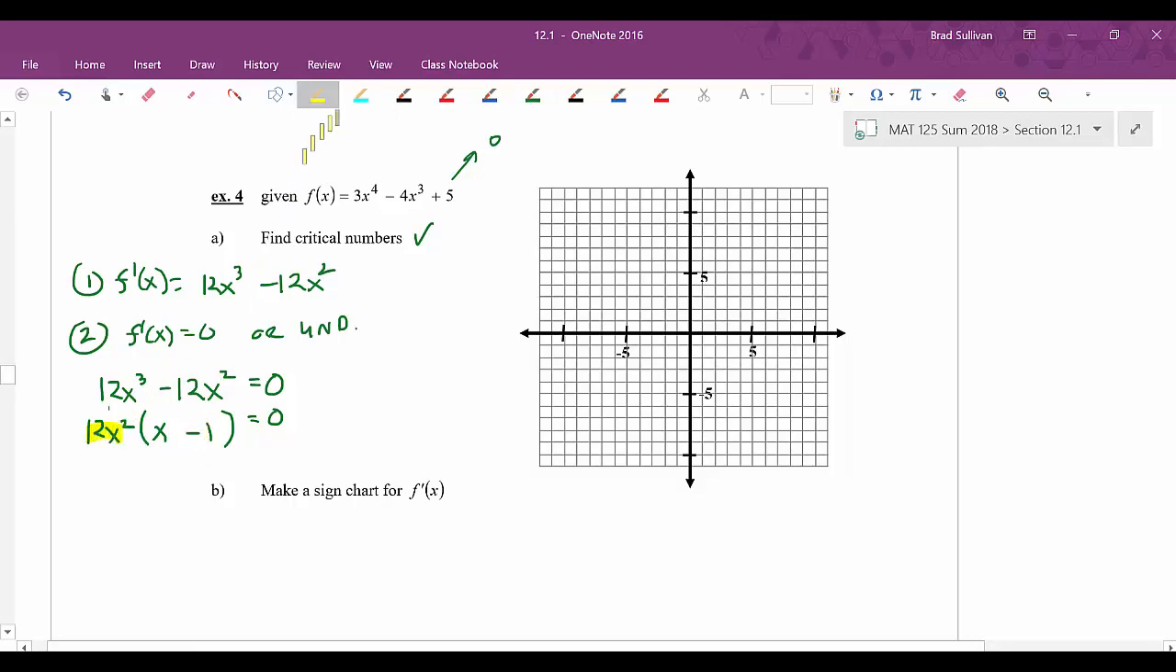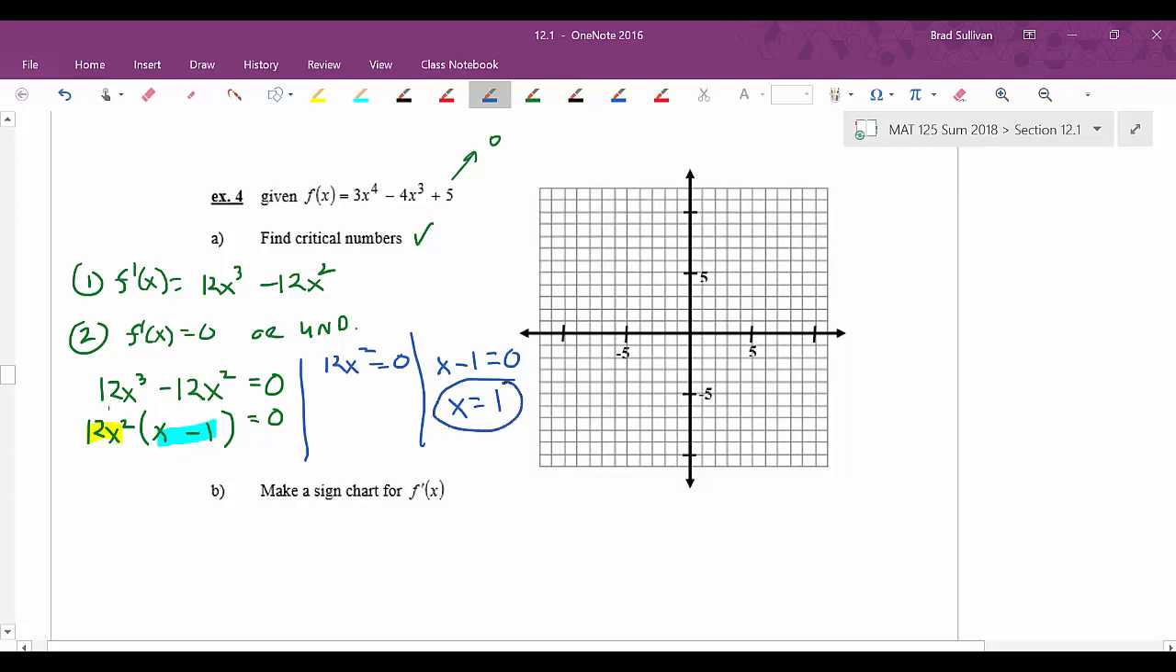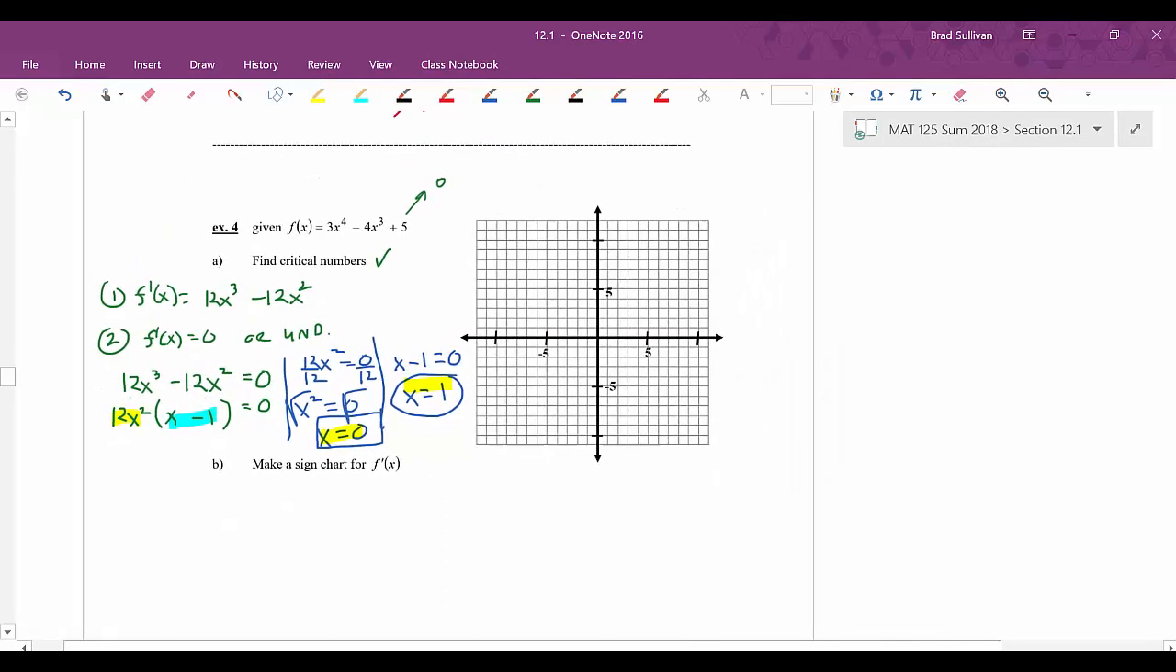You want to set these two factors equal to 0. You can do this in your head too. I'm okay with that. So you just have 12x squared equals 0. Solve that. x minus 1 equals 0. The solution of this is just x equals 1. So that's a critical number. This one you can do in your head. You have x squared equals 0. Square root both sides. Okay, if you're not thinking about doing it in your head, that's how you do that. So your two critical numbers would be at 0 and 1, and those are the numbers you're going to use in your sign chart. So that's how you would start the problem.